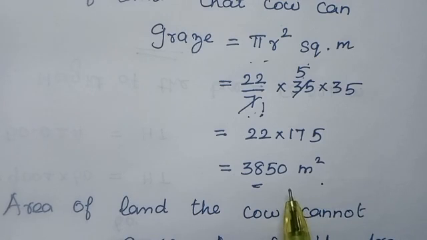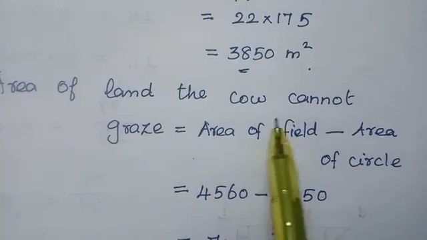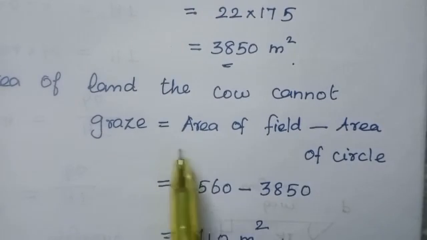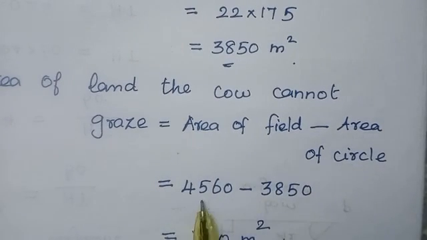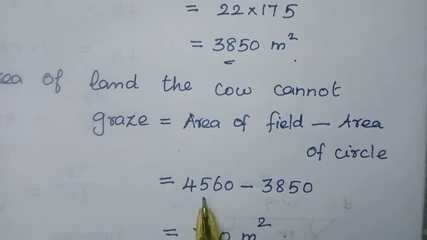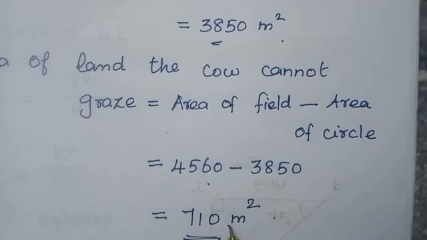What is our question? The area of the land the cow cannot graze. For that, subtract the area of the land minus the area of the land that the cow can graze. The area of the land the cow cannot graze is equal to the area of the field minus the area of the circle. Already we found this: 4560 minus 3850.